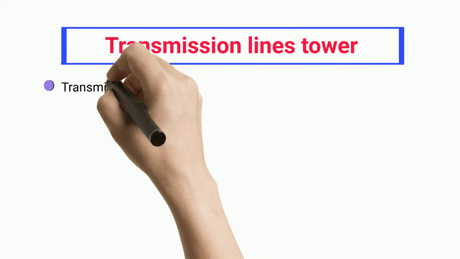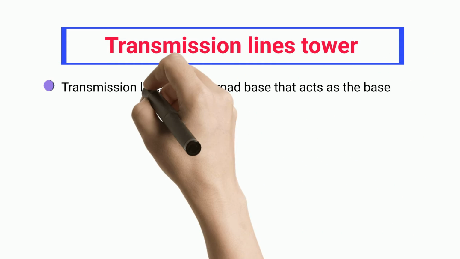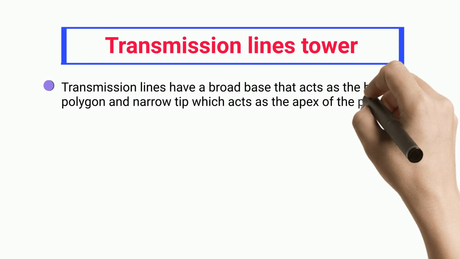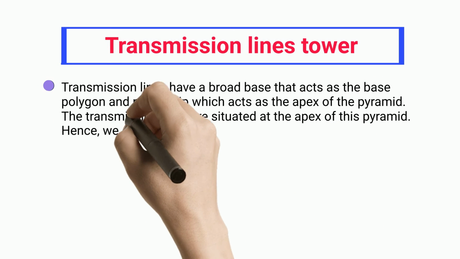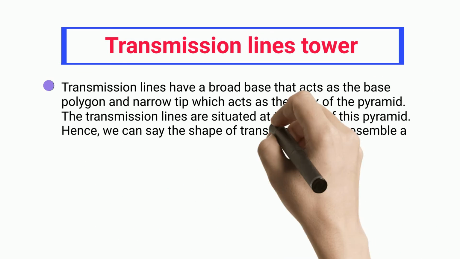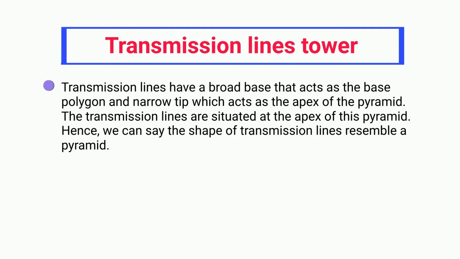Transmission lines tower. Transmission towers have a broad base that acts as the base polygon and a narrow tip which acts as the apex of the pyramid. The transmission lines are situated at the apex of this pyramid. Hence, we can say the shape of transmission towers resembles a pyramid.